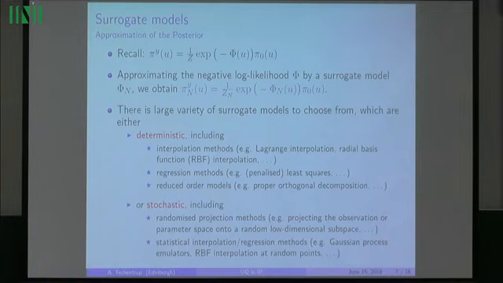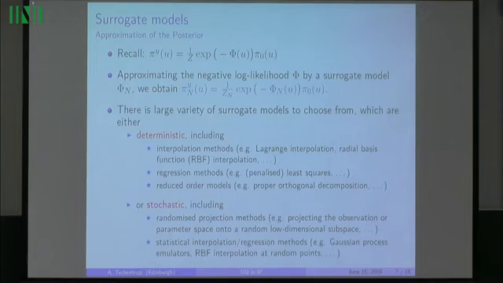There are other methods which I'm going to call stochastic, and stochastic methods here for me means that there is some sort of randomness in the construction of your surrogate model. If you run the algorithm to construct the surrogate model once, you get one answer. If you run it again, you will get a different answer. So there's some randomness in the construction.